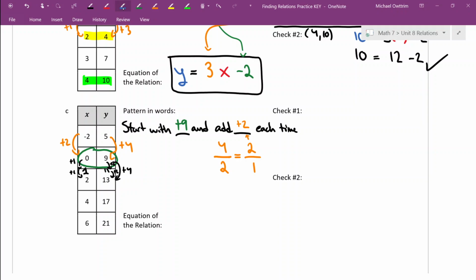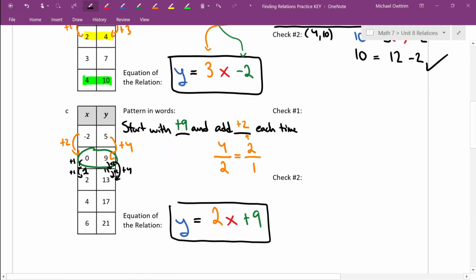So let's write the equation of the relation. We know we're going to have y equals some number times x and then plus or minus some number. We know what we're adding each time is going to be our coefficient. So in this case, we are adding 2 each time. And then what we're starting with is our constant. So in this case, our constant is going to be positive or plus 9. And that's our finished equation for this relation.